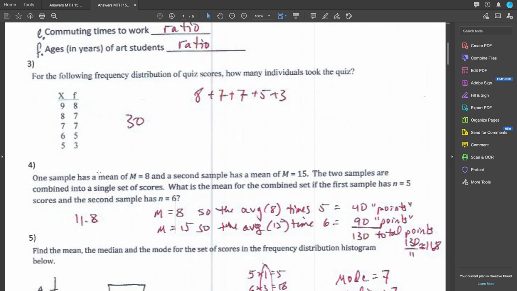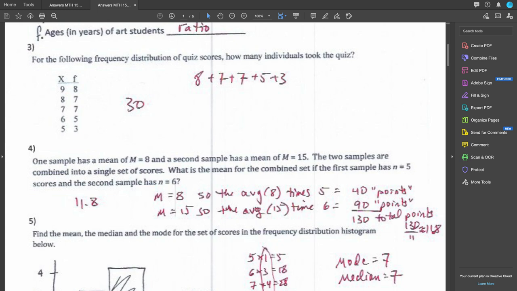For the following frequency histogram of quiz scores, how many individuals took the quiz? Well, that's where you have to add up the frequencies.